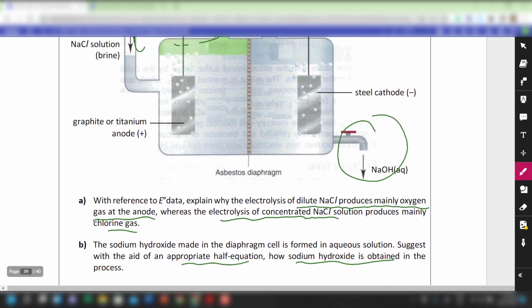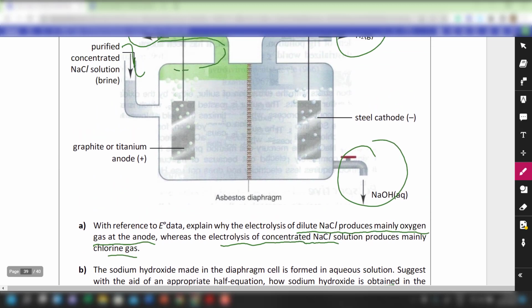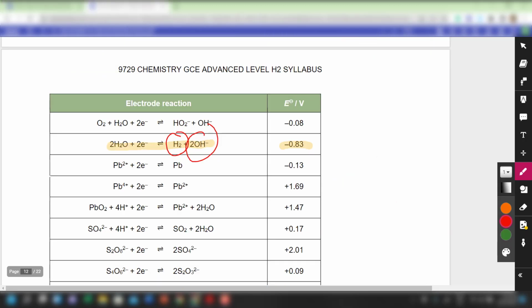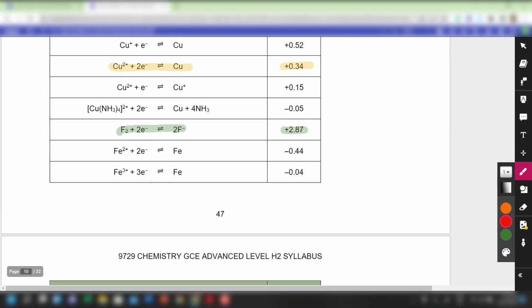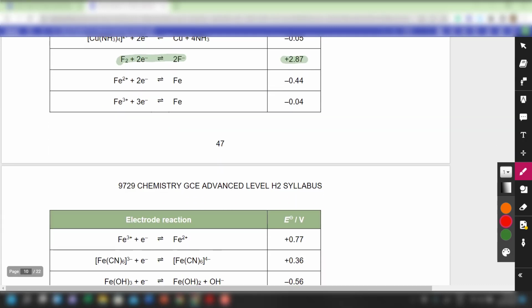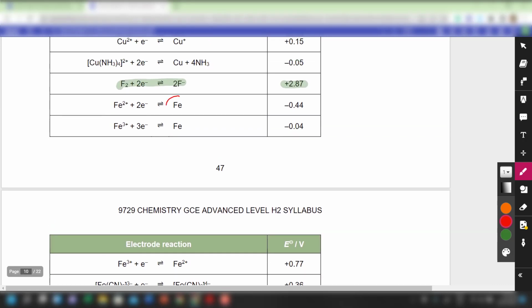If iron is used as the anode, you expect iron to be oxidized instead of chloride. The reason why you expect iron to be oxidized is, again, let's look at the reduction potential value. I expect iron to be oxidized to iron 2 because the iron 2 iron reduction potential is less positive than that of chlorine chloride. So steel cannot be used in the anode. If not, it will dissolve.